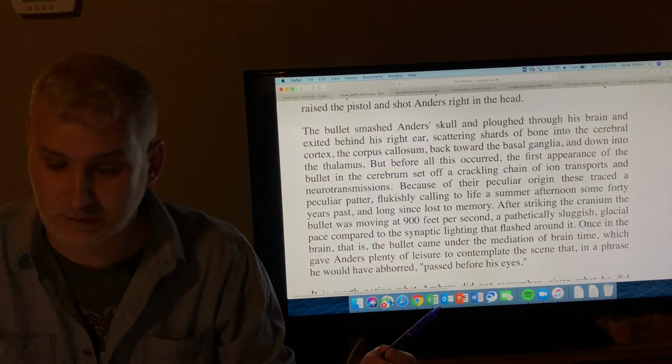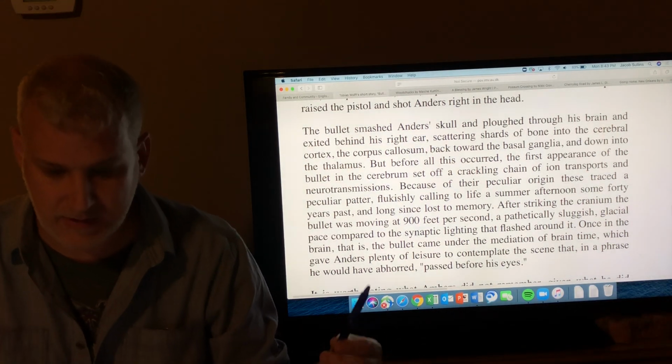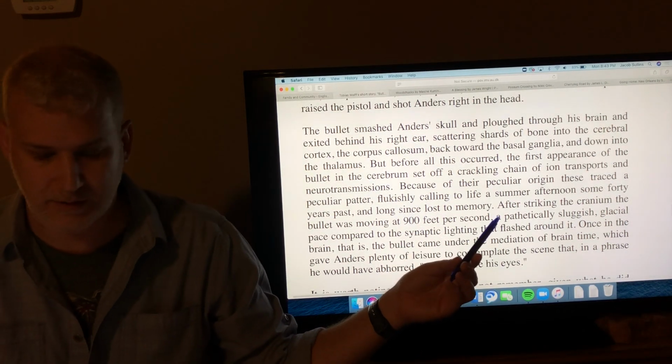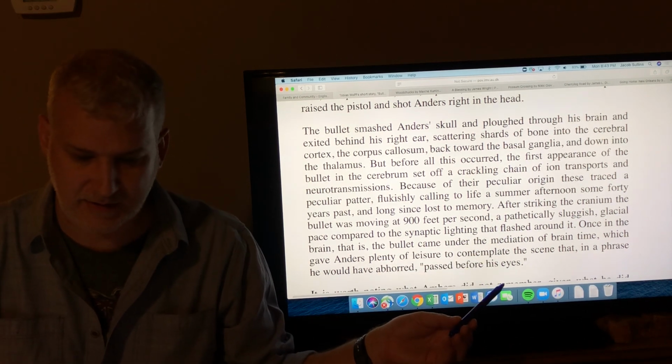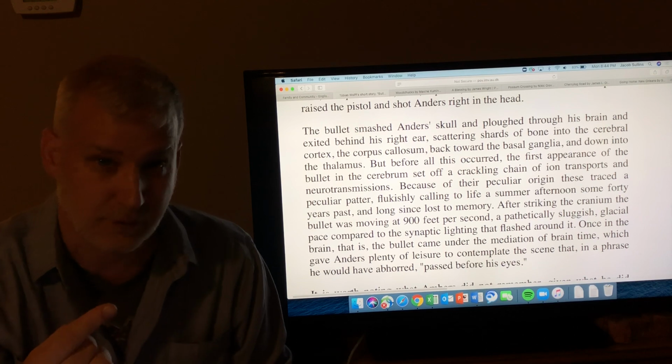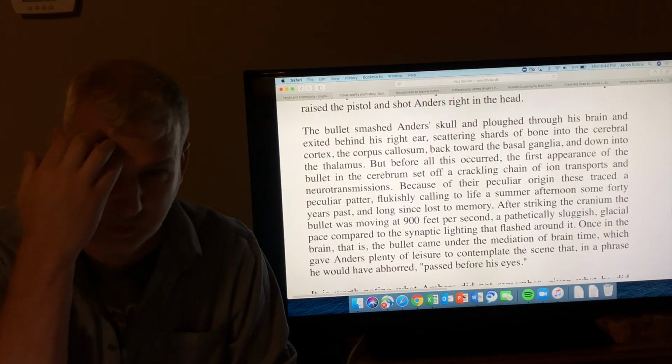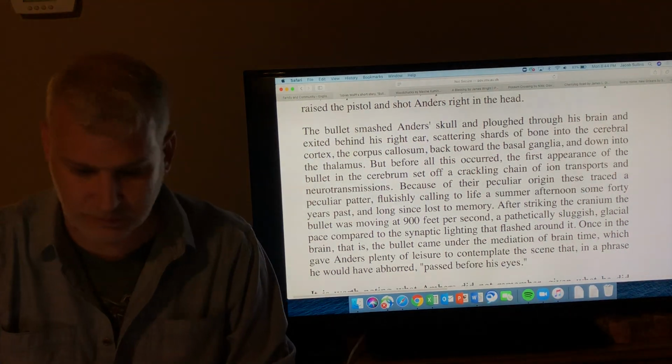So you're getting all these physical details. The bullet going through his brain, scattering shards of bone into the cerebral cortex, the corpus callosum, back toward the basal ganglia, down into the thalamus. All of those are descriptions. It's almost like an anatomy textbook of your brain. All of those are physical descriptions of your brain.